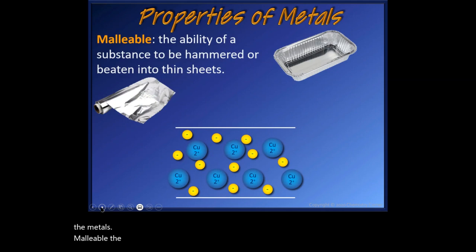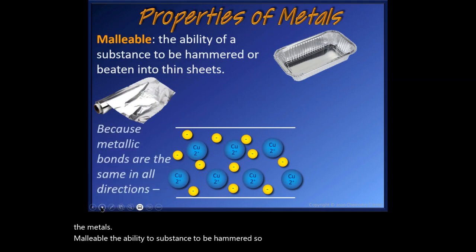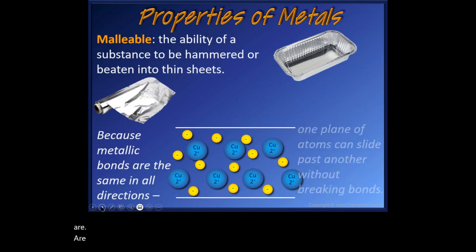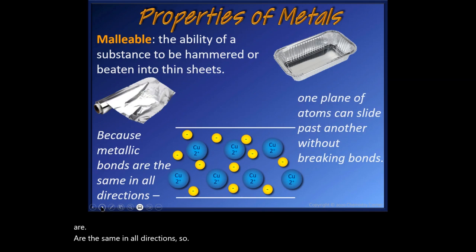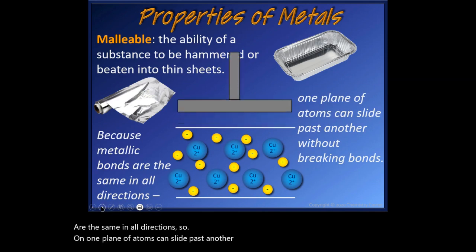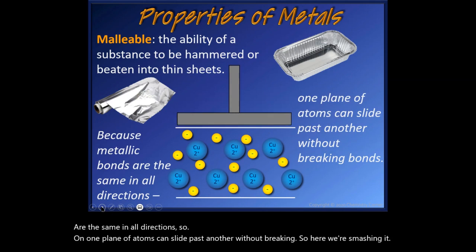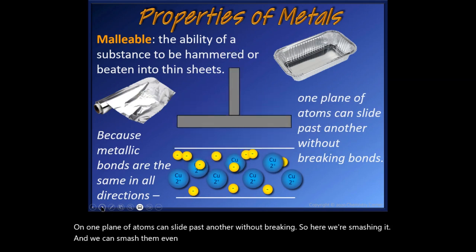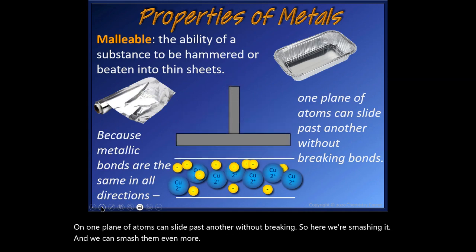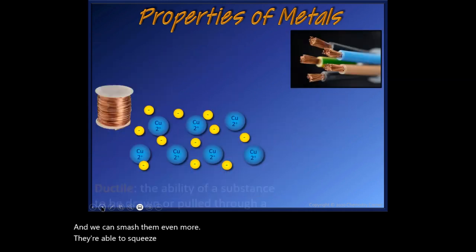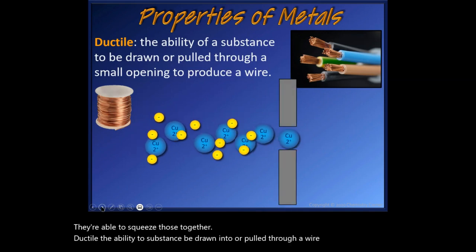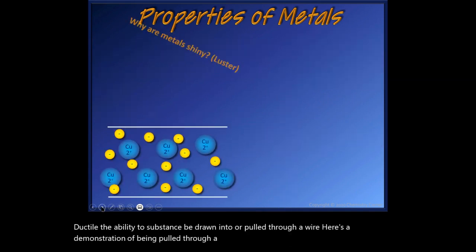Malleable, the ability of a substance to be hammered. So here's a demonstration of the bonds being the same in all directions. So one plane of atoms can slide past another without breaking. So here we're smashing it, and we can smash them even more. We're able to squeeze those together. Ductile, the ability of the substance to be drawn into or pulled through a wire. Here's a demonstration of being pulled through a wire.